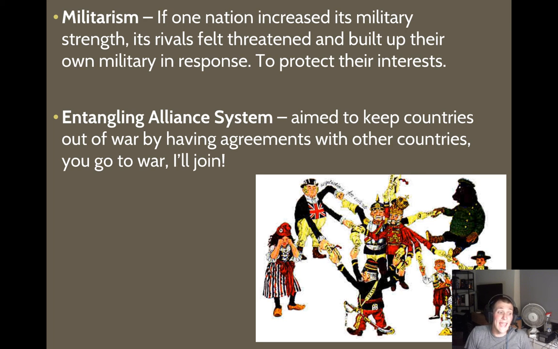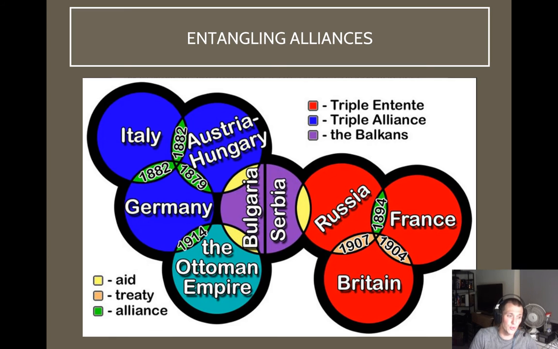Right? So the A in MAIN is going to stand for the alliance system, right? Where you have all of these different countries making agreements with one another, that if they go to war, well, then they might jump in too, right? If you join, I'll join, and we get this kind of deal right here.